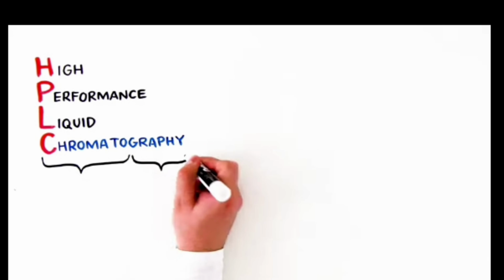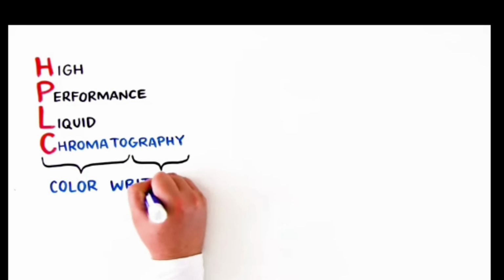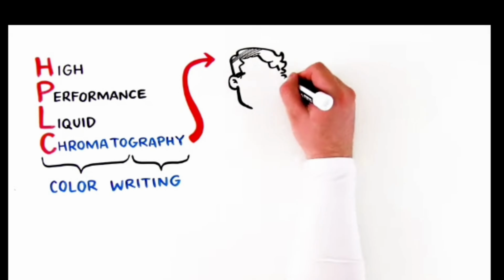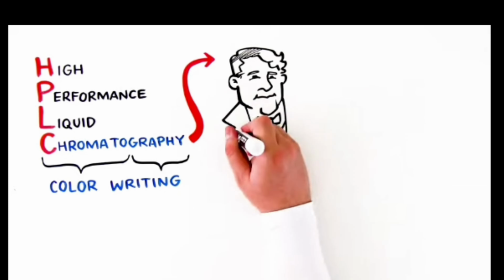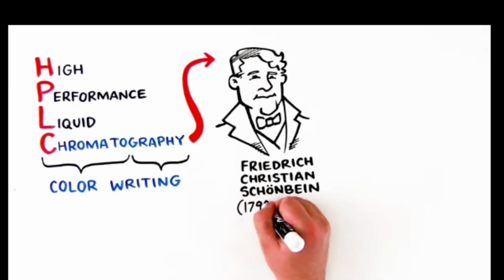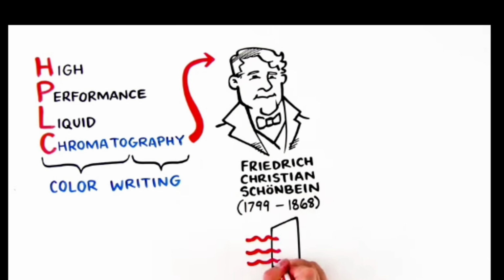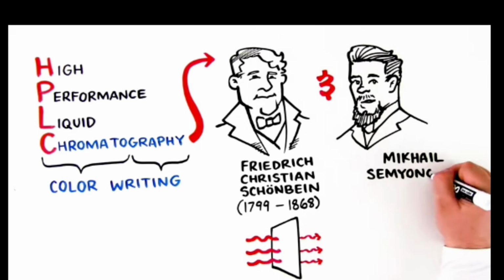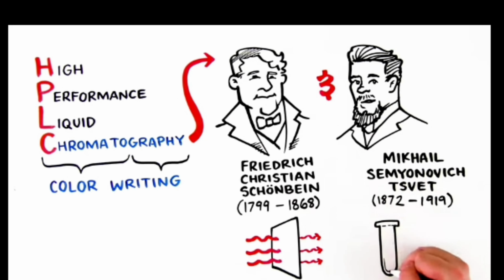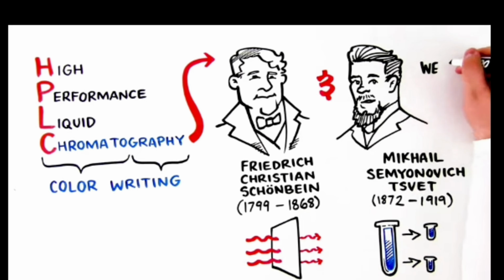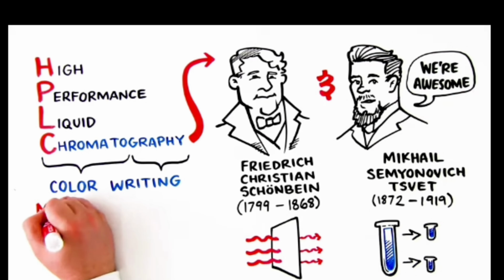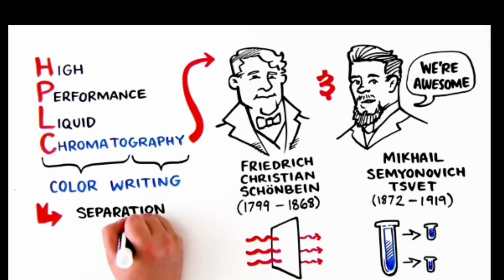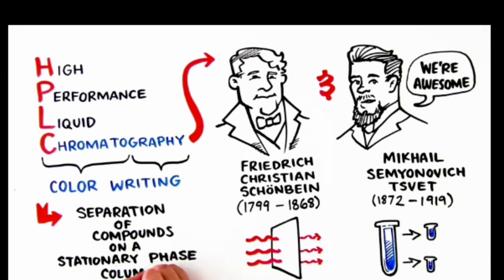HPLC is an acronym for High Performance Liquid Chromatography. The words chromato and graphy literally mean color writing. HPLC was pioneered by Friedrich Christian Schönbein, 1799 to 1868, who began moving substances through filter paper, and Mikhail Semyonovich Tsvet, 1872 to 1919, who separated plant pigments in calcium carbonate columns. High-performance liquid chromatography is the separation of compounds on a stationary phase column.